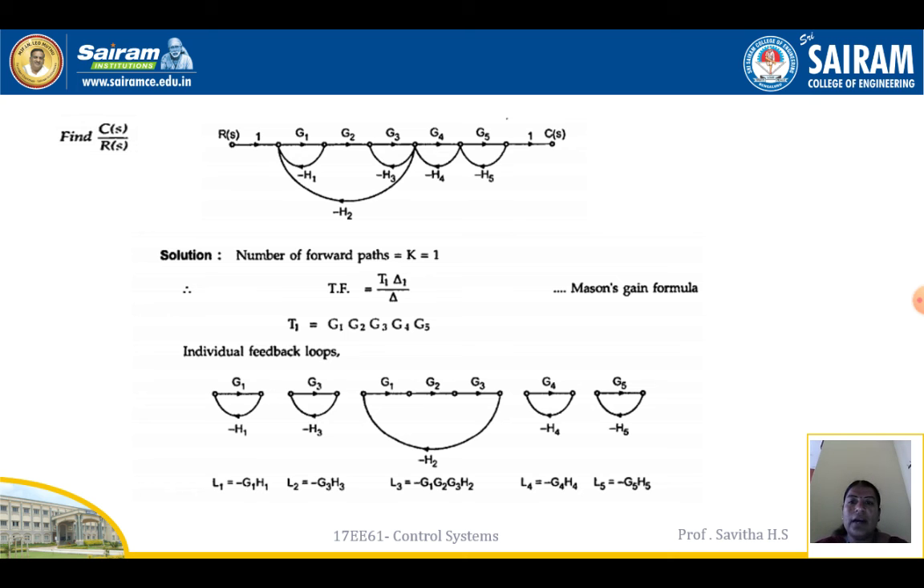Find C of S by R of S. You can see in the diagram, number of forward path is 1. That is T1 is equal to G1 G2 G3 G4 G5. And the individual loops are 5 loops. L1 is minus G1 H1.